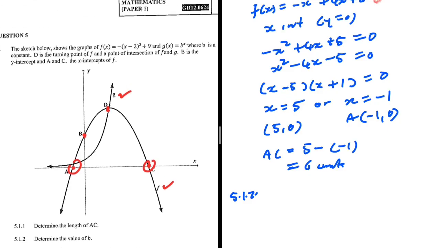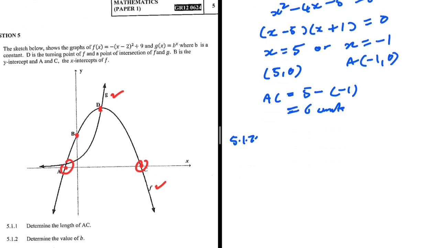What about 5.1.2? Determine the value of b. B is on g of x. We know that g of x is equal to b to the power x. Well, we know that the two functions g of x and f touch at D. So if we can determine the coordinates of D, then we can substitute those coordinates of D into g of x and find the value of b. Let me show you how.